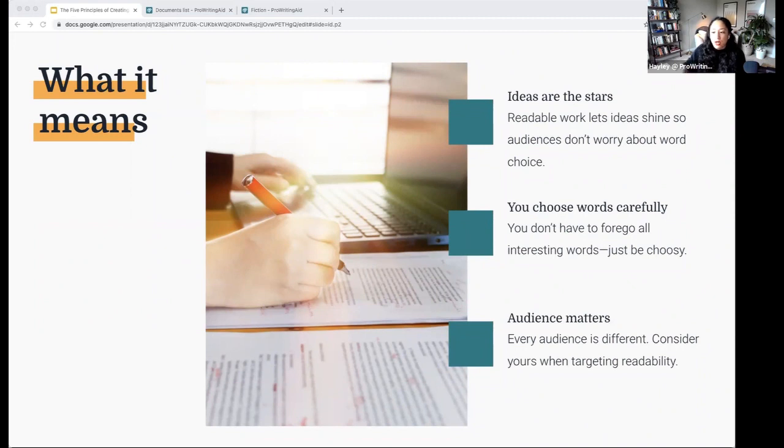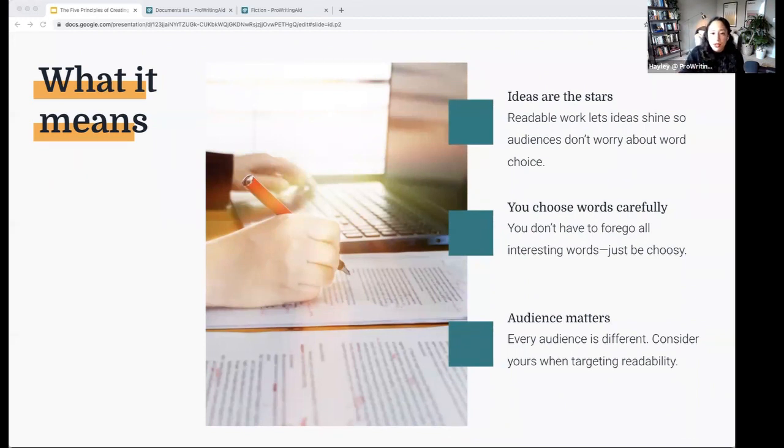We need to make sure that we are using difficult words when they matter and not in every single sentence. If you're doing it in every single sentence, it's going to be less effective than when it's important. Now, it's also important to think that audience matters. Every single audience is different, and you should consider yours when targeting readability.